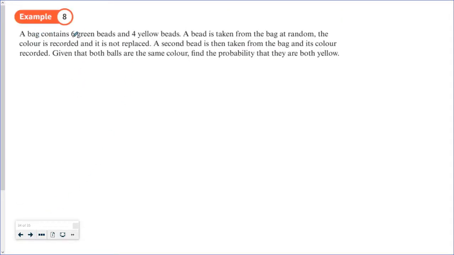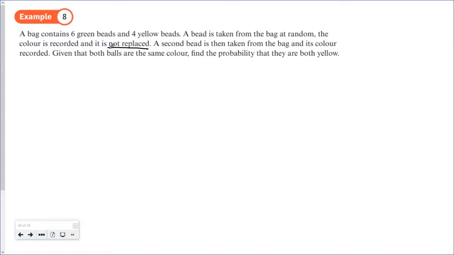So we've got a bag containing 6 green beads and 4 yellow beads. And the beads are taken at random and the colour is recorded and it's not replaced. This is going to be really important when we draw our tree diagram. The second bead is then taken from the bag and its colour recorded. Given that both balls are the same colour, find the probability that both are yellow.